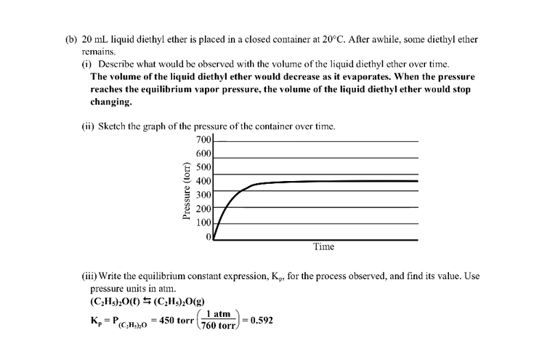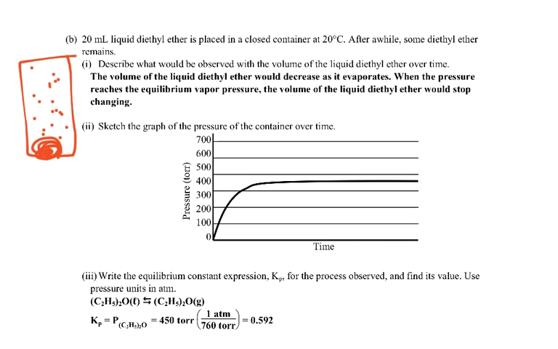Okay, 20 milliliters of liquid diethyl ether is placed in a closed container at 20 degrees. After a while, some diethyl ether remains, so it does reach equilibrium. Describe what would be observed with the volume of the liquid diethyl ether over time. Okay, so you have some in a closed container, and some of that liquid is going to evaporate. So this is going to get smaller and smaller, but there's still going to be some that remains. And the volume of it is going to remain unchanged eventually.